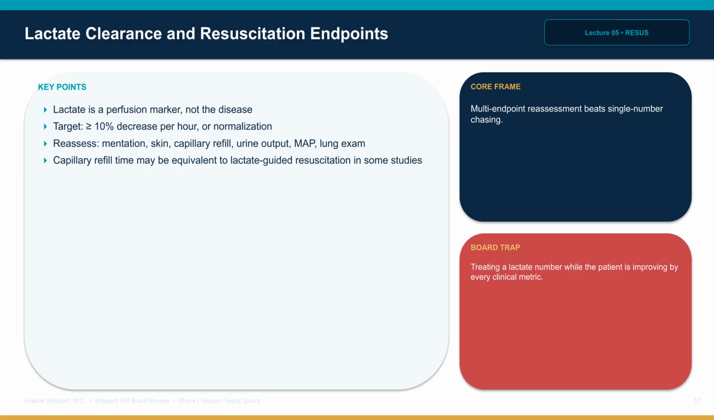Lactate is a perfusion marker, not the disease. The resuscitation target is lactate clearance, defined as a decrease of at least 10% per hour or normalization. But lactate is not the only endpoint. Reassess mental status, skin perfusion, capillary refill, urine output, mean arterial pressure, and lung exam. The peripheral perfusion exam, including capillary refill time, is increasingly recognized as a useful resuscitation endpoint and may be equivalent to lactate-guided strategies in some studies. The board principle is multi-endpoint reassessment. Treating a single number leads to over-resuscitation or under-resuscitation.